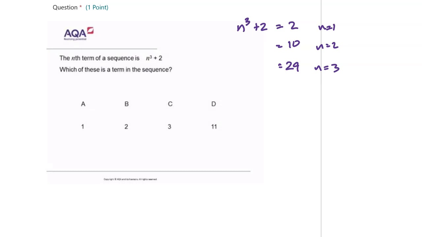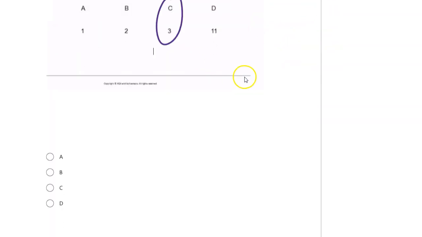Which of these is a term in the sequence? Well, we already found it, didn't we? We found that when n equals 1, 1 cubed is 1, plus another 2 was 3. Clearly that's 3. And the answer is C.